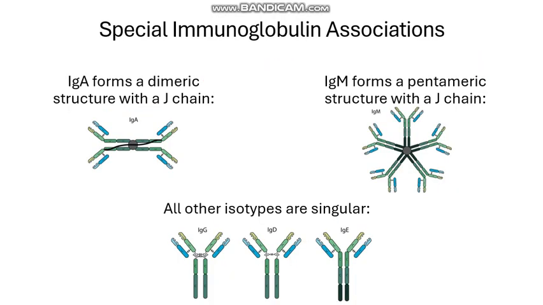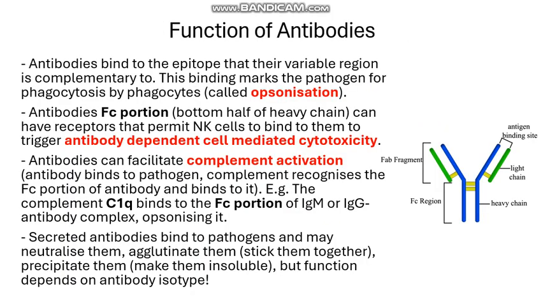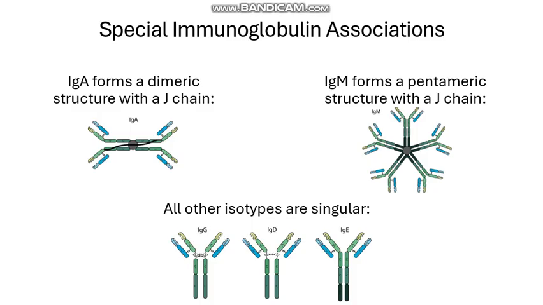With regards to the functionality of these different isotypes, it can actually change their structure. Immunoglobulin A can form a dimeric structure with a J chain, so 2 IgA molecules can bond together with the help of a J chain, shown here with the little grey circle. And IgM can form a pentameric structure with a J chain in the middle with 5 immunoglobulin M molecules. All the other isotypes are singular. The structure of these isotypes is going to alter their function and what they can actually do.